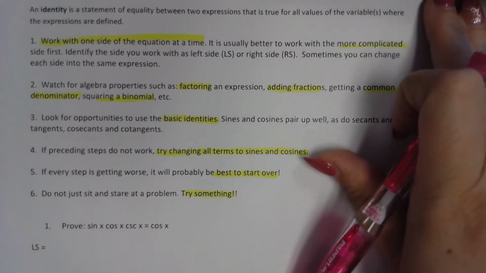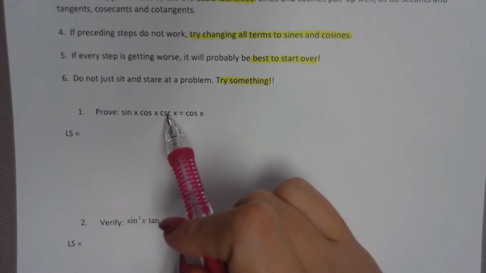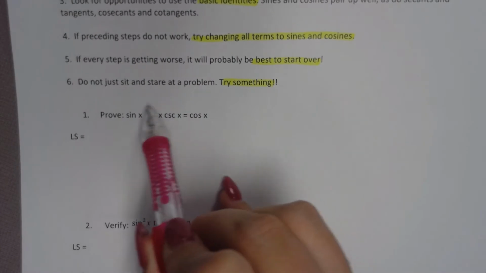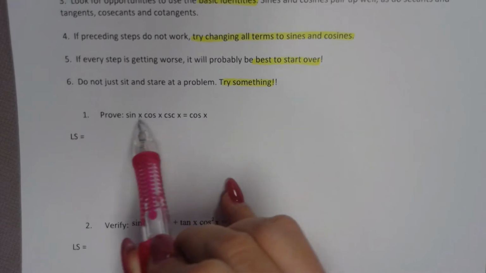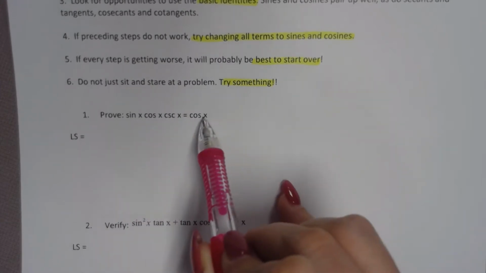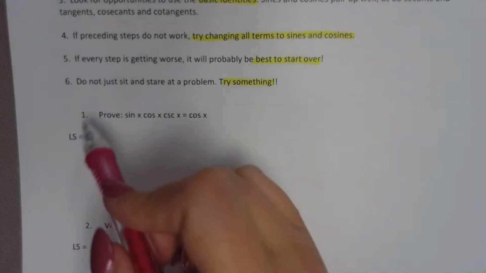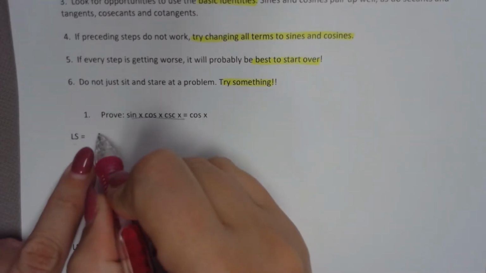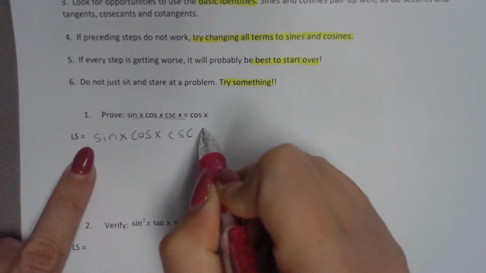Okay, so for example, on our first problem, we want to prove that sine cosine times cosecant equals cosine. Okay, so essentially think of this as we're starting here and I'm going to drive, and this is my home. So this is where we're starting, and I want this to get us home to cosine. Okay, so you always want to start with the more complicated side, like step 1 said. So if we look here, the left side in this problem is more complicated. So I'm going to start with the left side. So the left side is sine of x, cosine of x, cosecant of x.